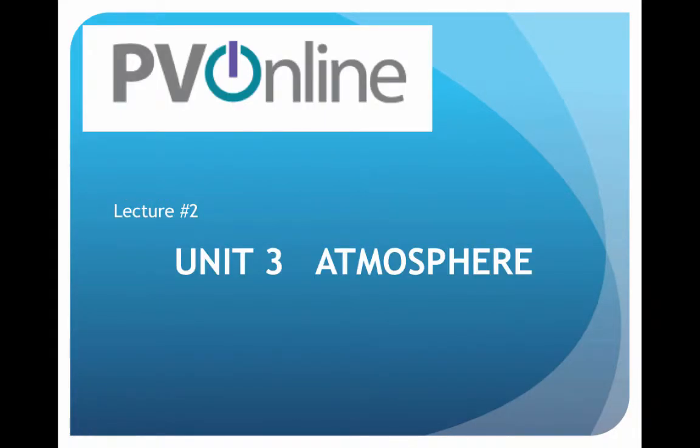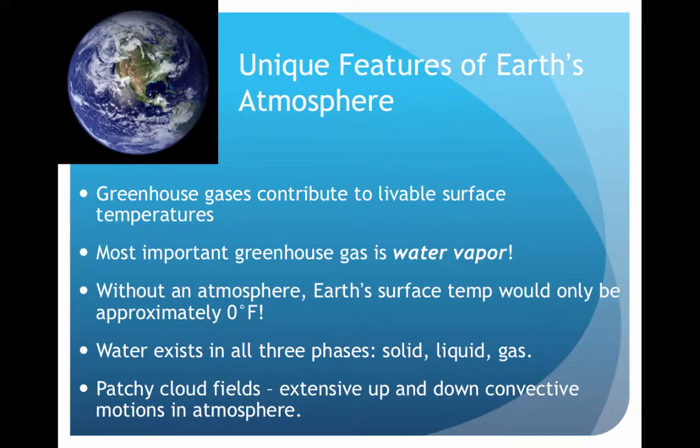Hi, so we're back with the remaining lecture information on Unit 3, the atmosphere. So let's talk about why Earth's atmosphere is so unique. First of all, we have a lot of greenhouse gases, and that's a good thing because it keeps us warmer than we would be if we didn't have those gases. Without an atmosphere, our temperature would only be about 0 degrees Fahrenheit.